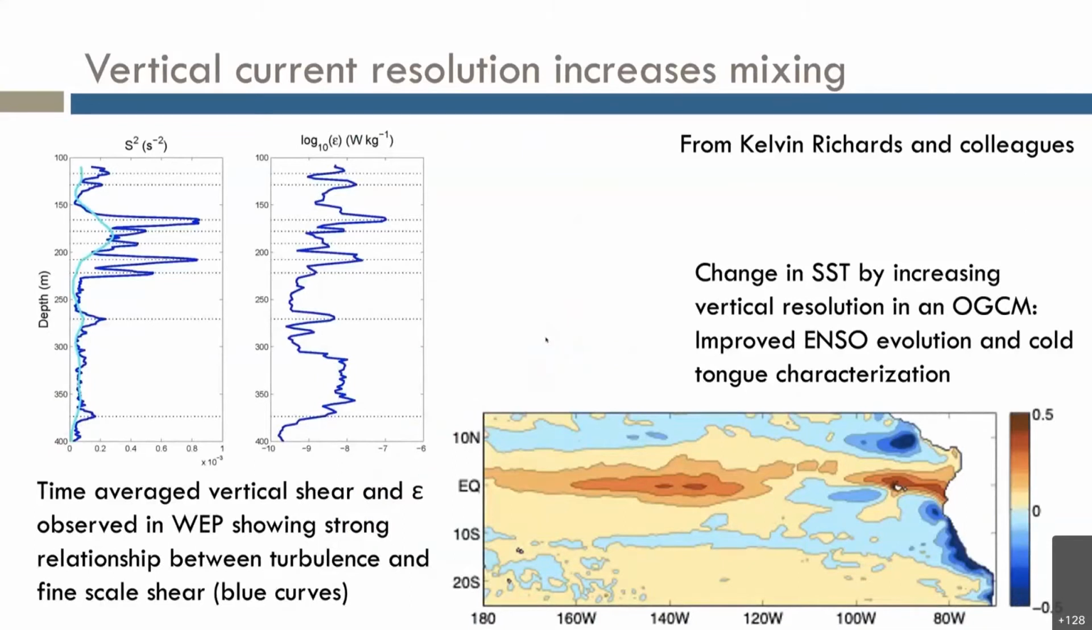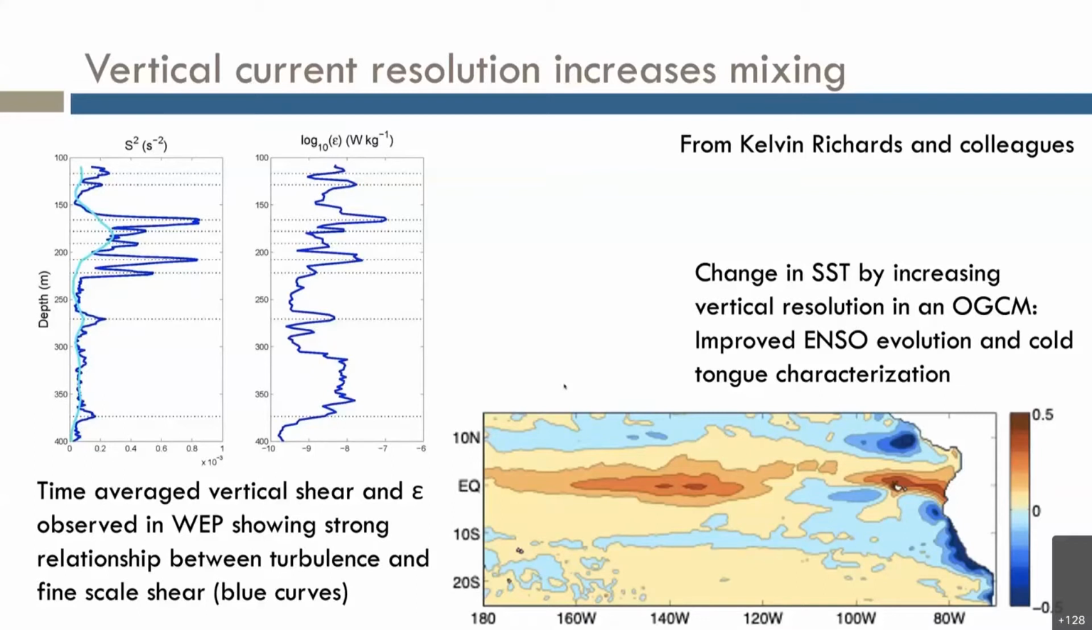Fortunately, all these people are here at this workshop, and they will have posters, so there can be a lot more discussion with them. But in this work, they're looking at the importance of really fine scale shear and the impact of dissipation on that. You can see they're looking at the dissipation here on the upper left, and what you see when you include the fine scale shear patterns is a change in sea surface temperature by increasing their vertical resolution in an OGCM, with an improved ENSO evolution and improved cold tongue characterization. So we're seeing these in the models.